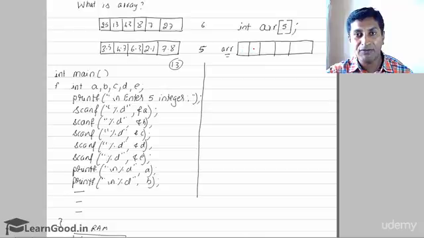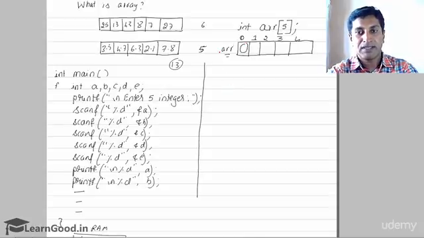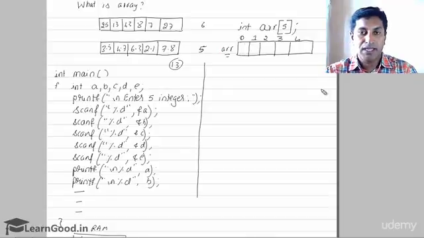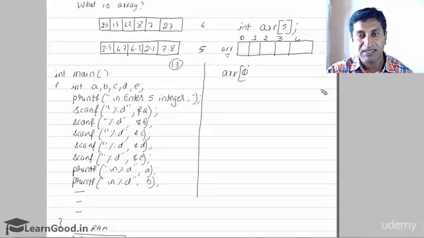Then how do we identify each location? Each location is identified by an index number starting from 0. The first location's index number is 0, the second is 1, the third is 2, 3, 4, like this. Now if you want to store any value in the first location, you have to give the array name, which is ARR here. Within square brackets you have to specify the index number. That index number is 0.